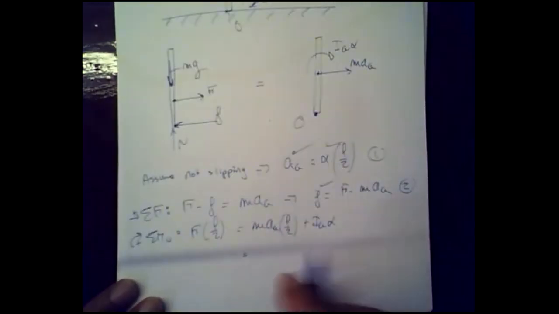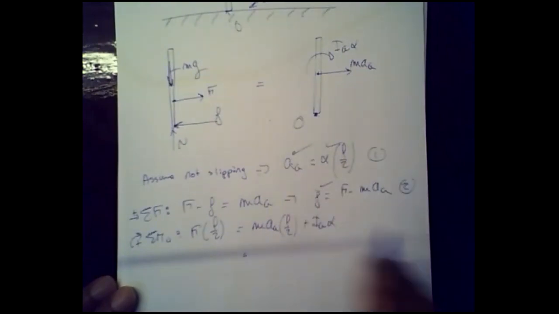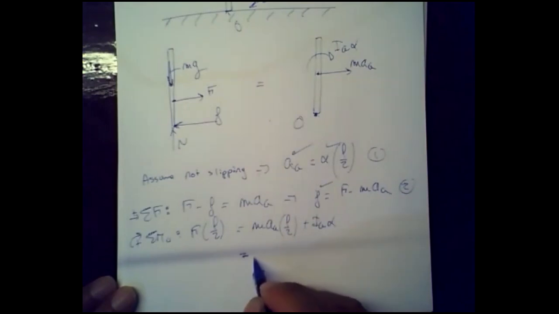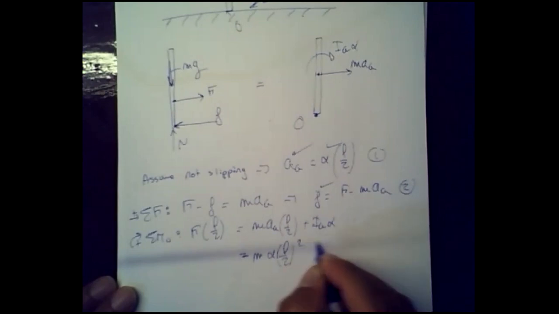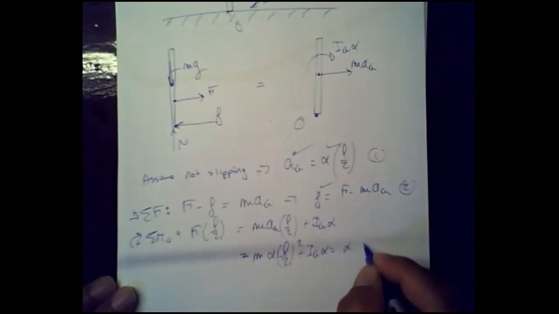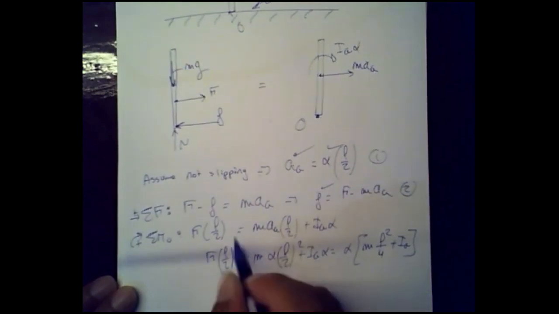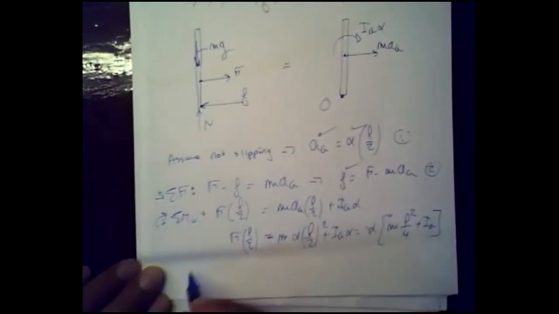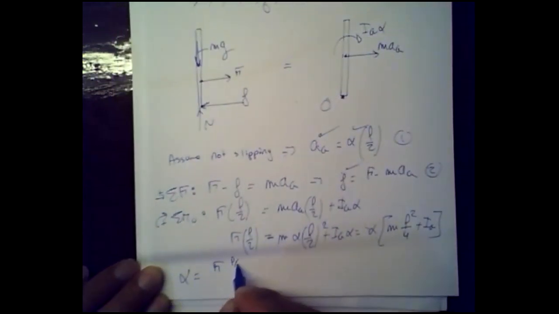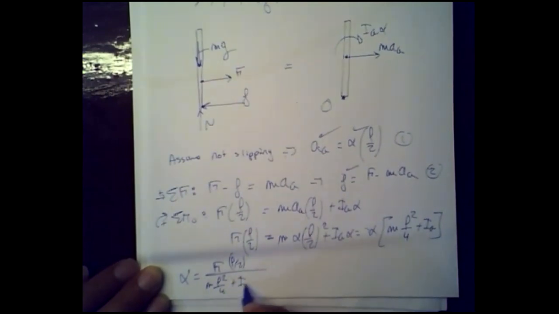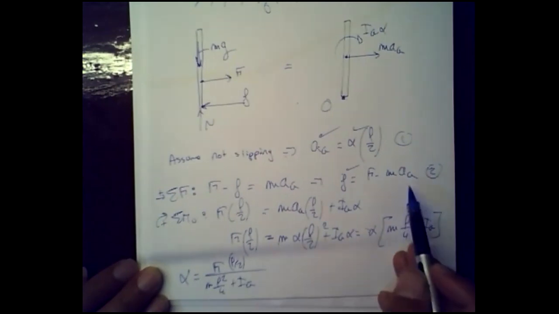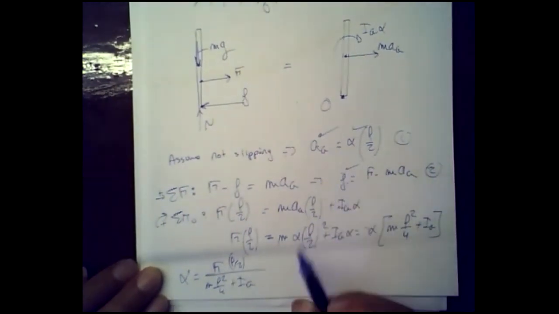So I think at this time, you're seeing that all these problems are basically similar, right? We're doing basically the same approach. What is M AG? AG is alpha times L over 2, so M alpha L over 2 squared plus IG alpha, which is equal to alpha multiplied by ML squared over 4 plus IG. Obviously, the force is known, right? You know how much force you're applying. So you can solve for alpha. Okay, so now we have alpha. We can get AG, which is equal to alpha times L over 2, and then we can solve for f.